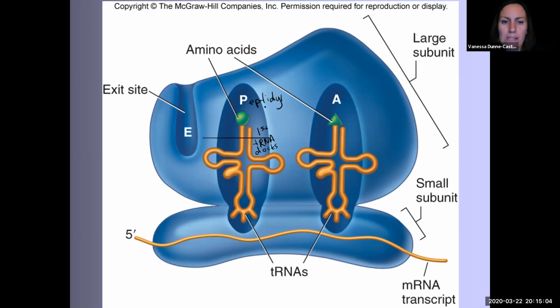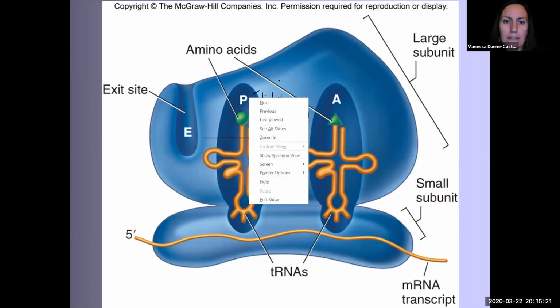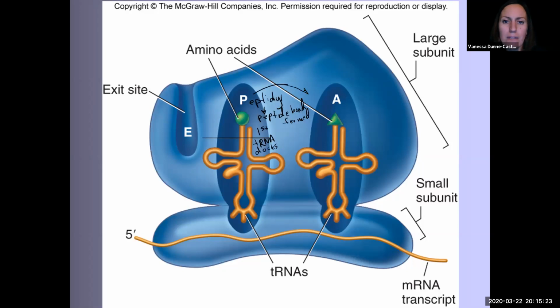But this is also the site where the peptide bond is formed. Peptide bond is formed from the P site to the A site, the amino acid here. Okay, the A site, you can call this the acceptor site to keep it simple.